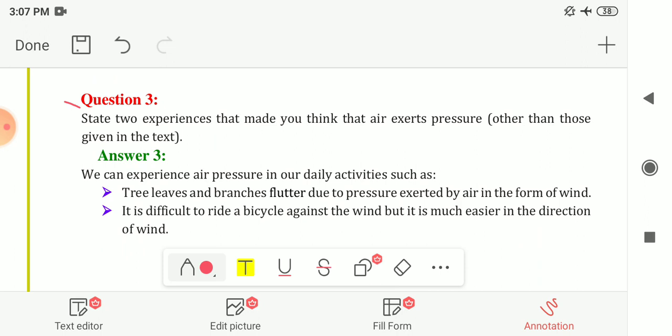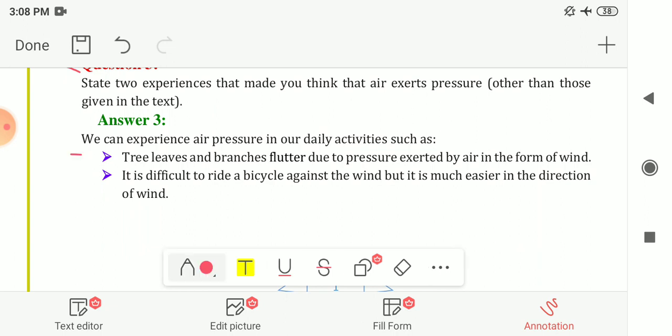Next is question number 3. Wind vane, which we saw in the previous question, is also used to find the direction of wind. Other than that, a wind cock or wind sock is also used to find the direction of wind. Next is: state two experiences that made you think that air exerts pressure, other than those given in the textbook.